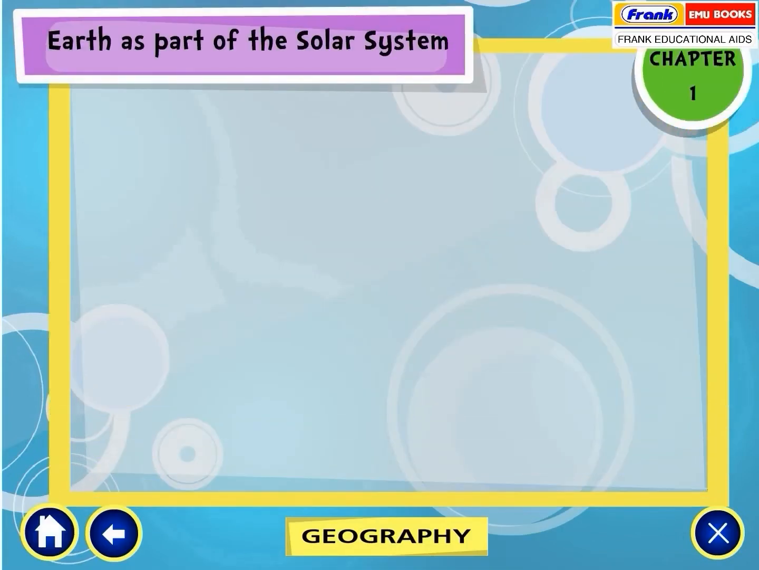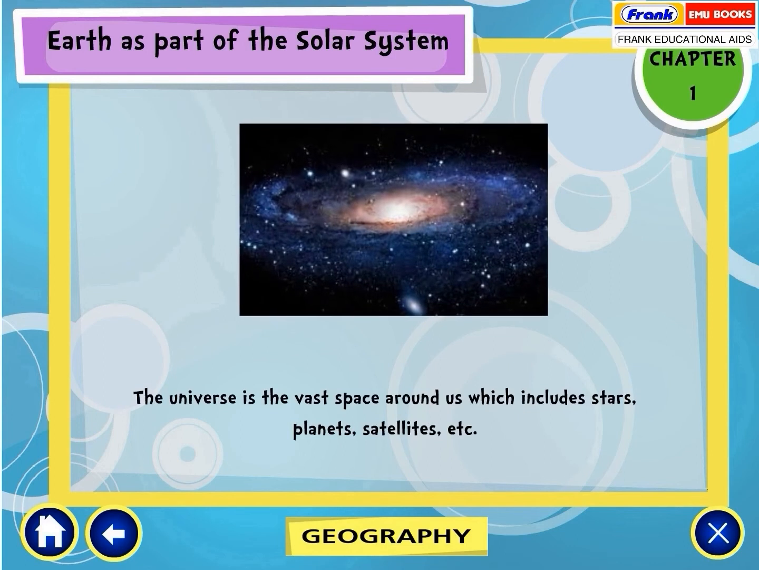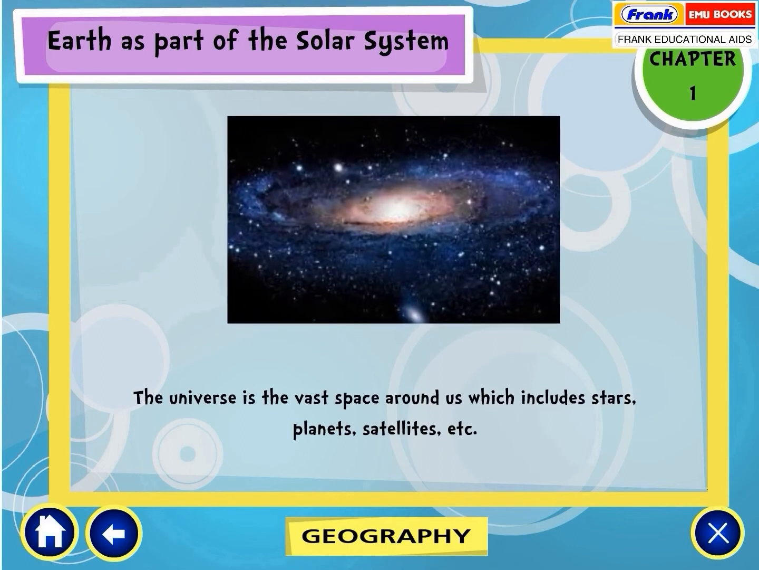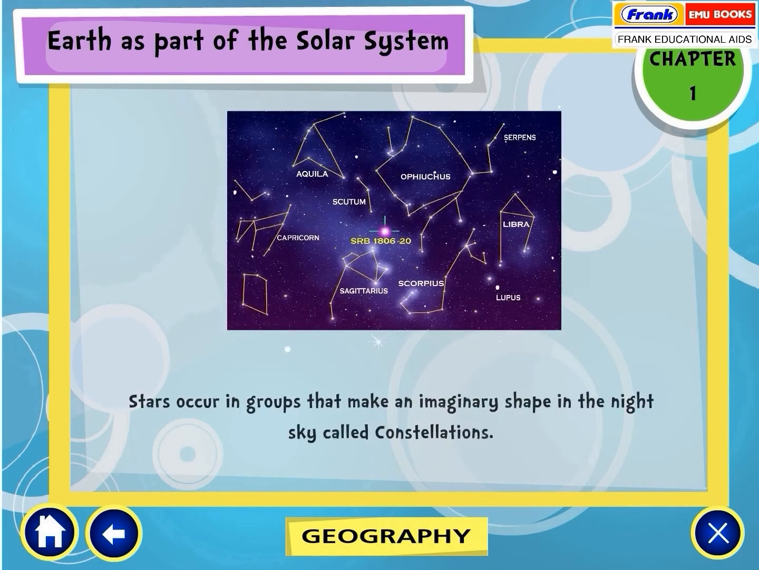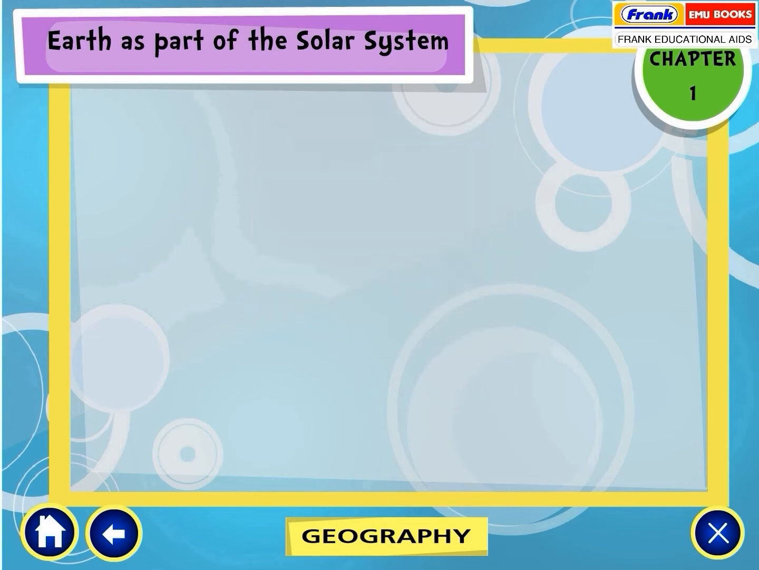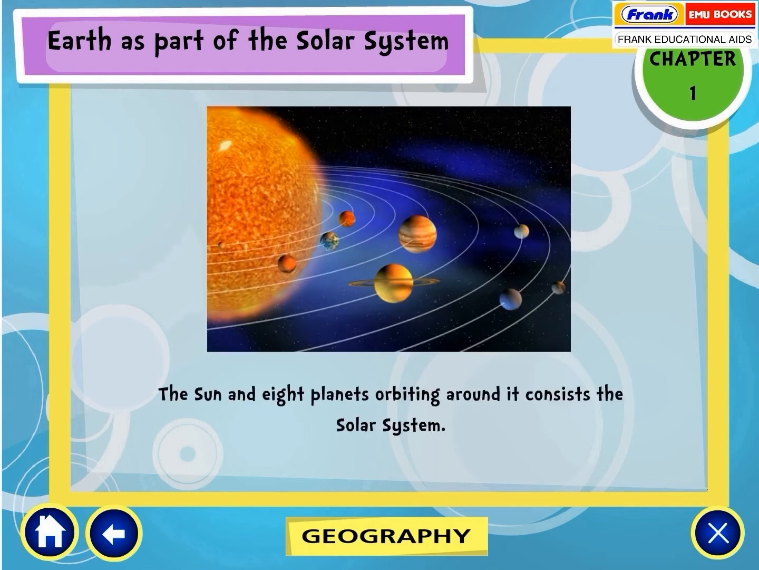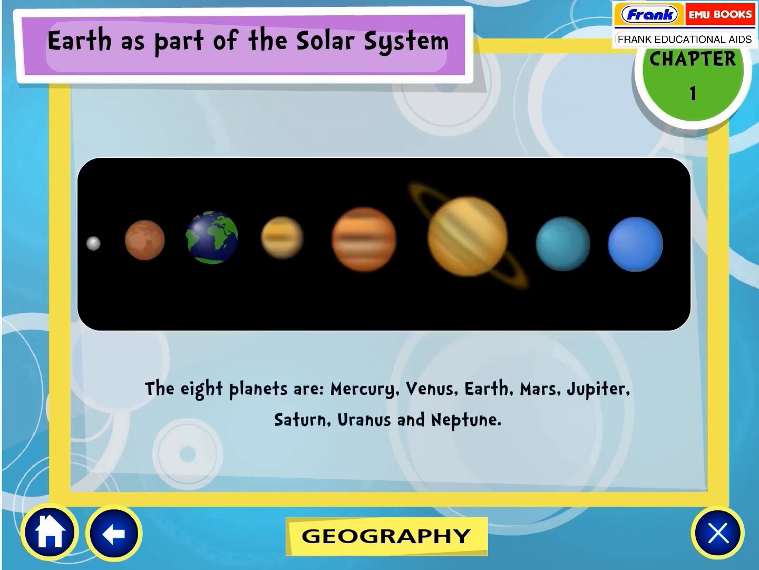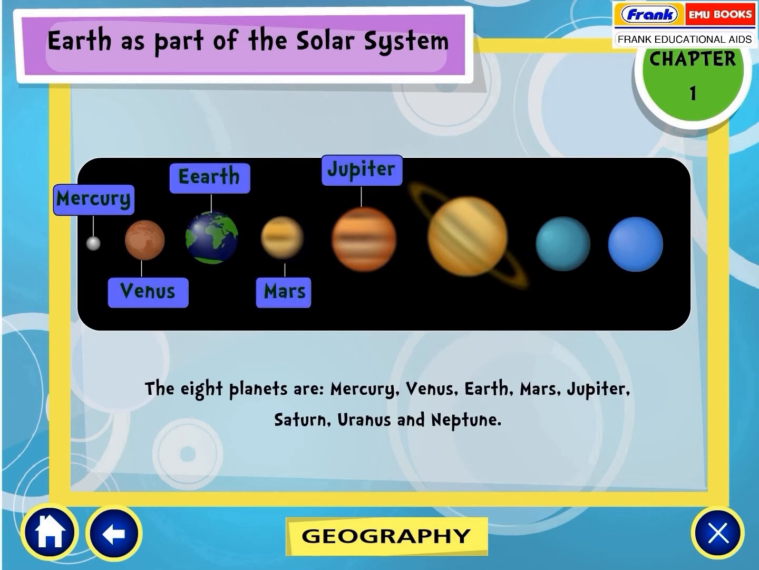Earth as part of the solar system. The universe is the vast space around us, which includes stars, planets, satellites, etc. Stars occur in groups that make an imaginary shape in the night sky called constellations. The Sun is a star of medium size. The Sun and the 8 planets orbiting around it constitute the solar system. The 8 planets are Mercury, Venus, Earth, Mars, Jupiter, Saturn, Uranus, and Neptune.